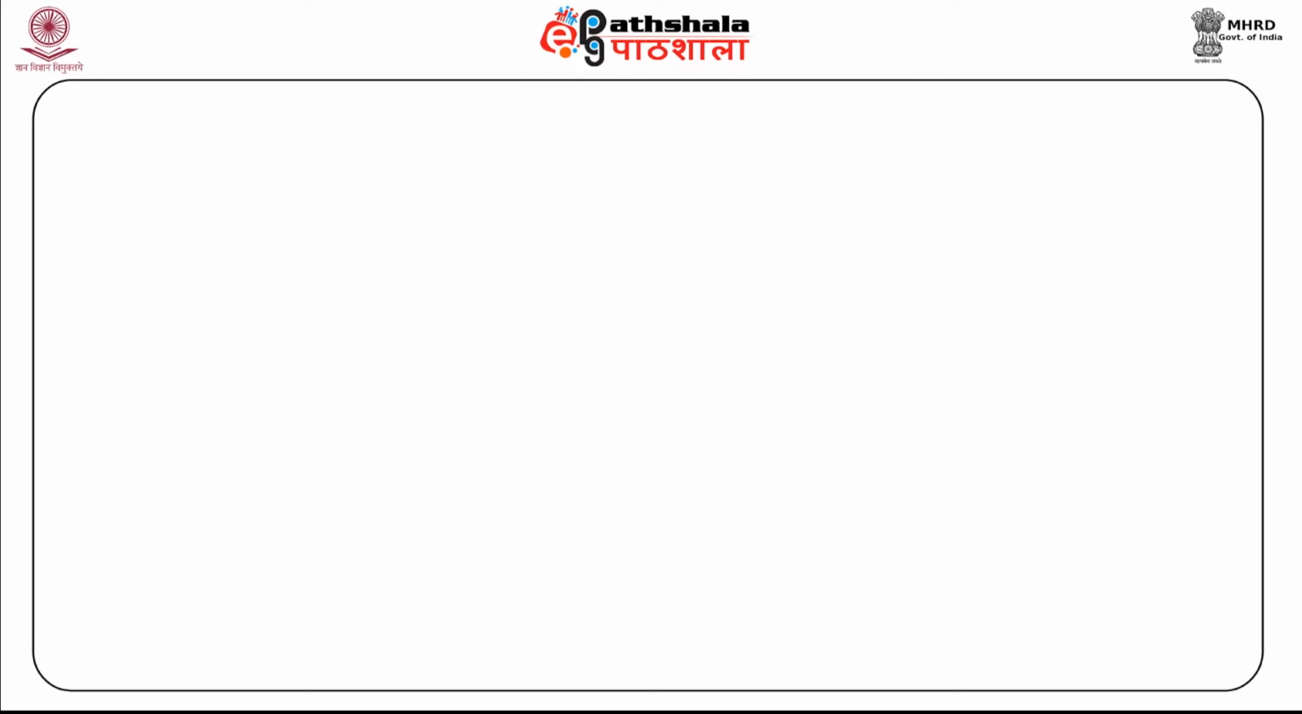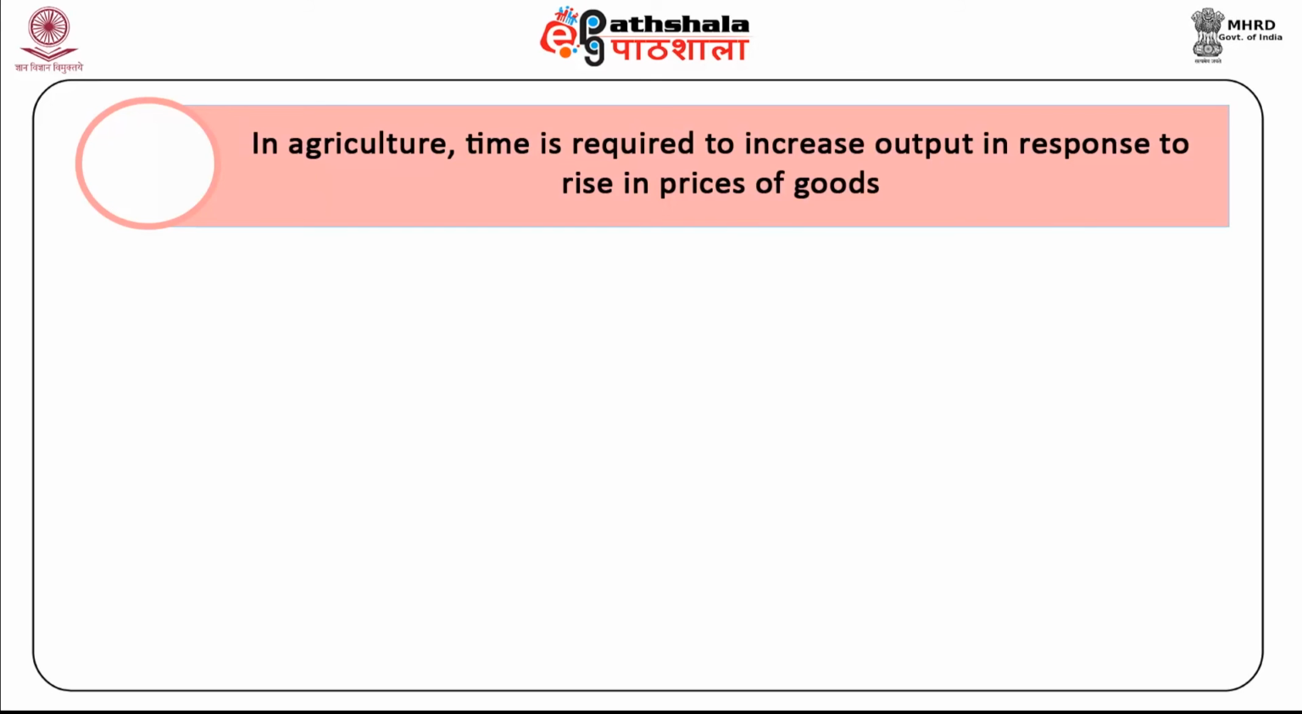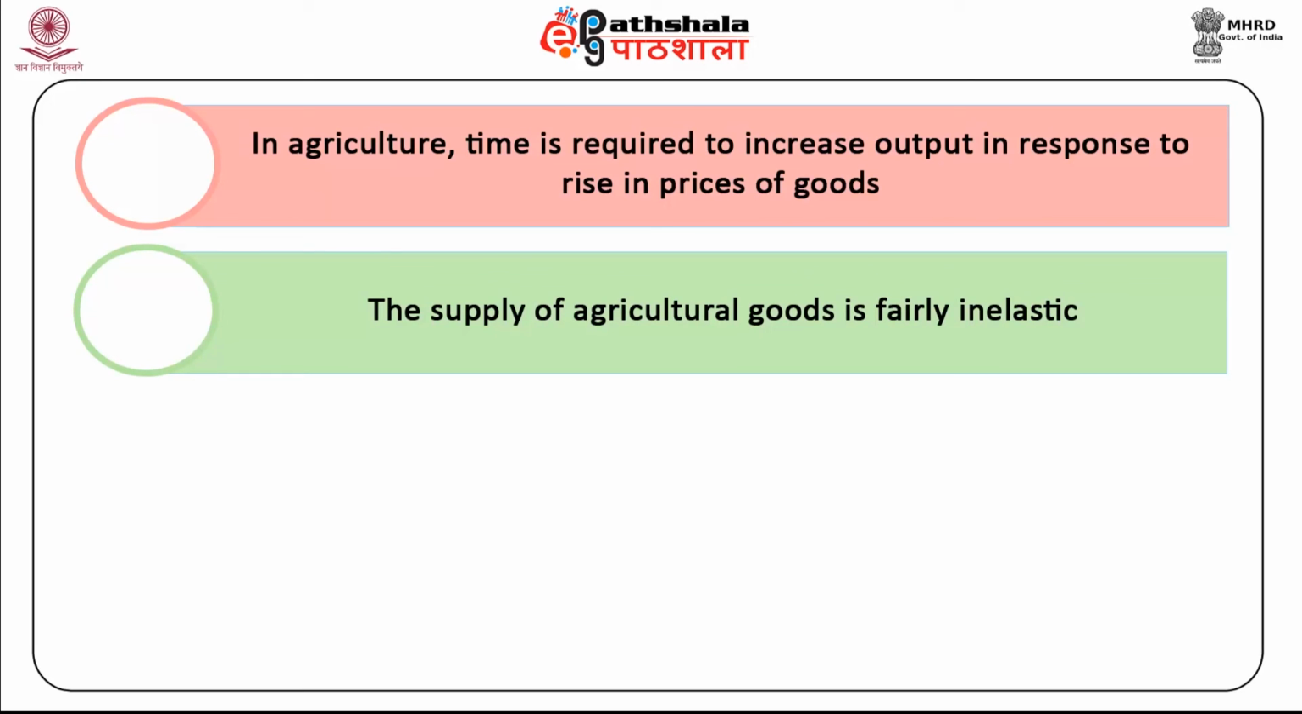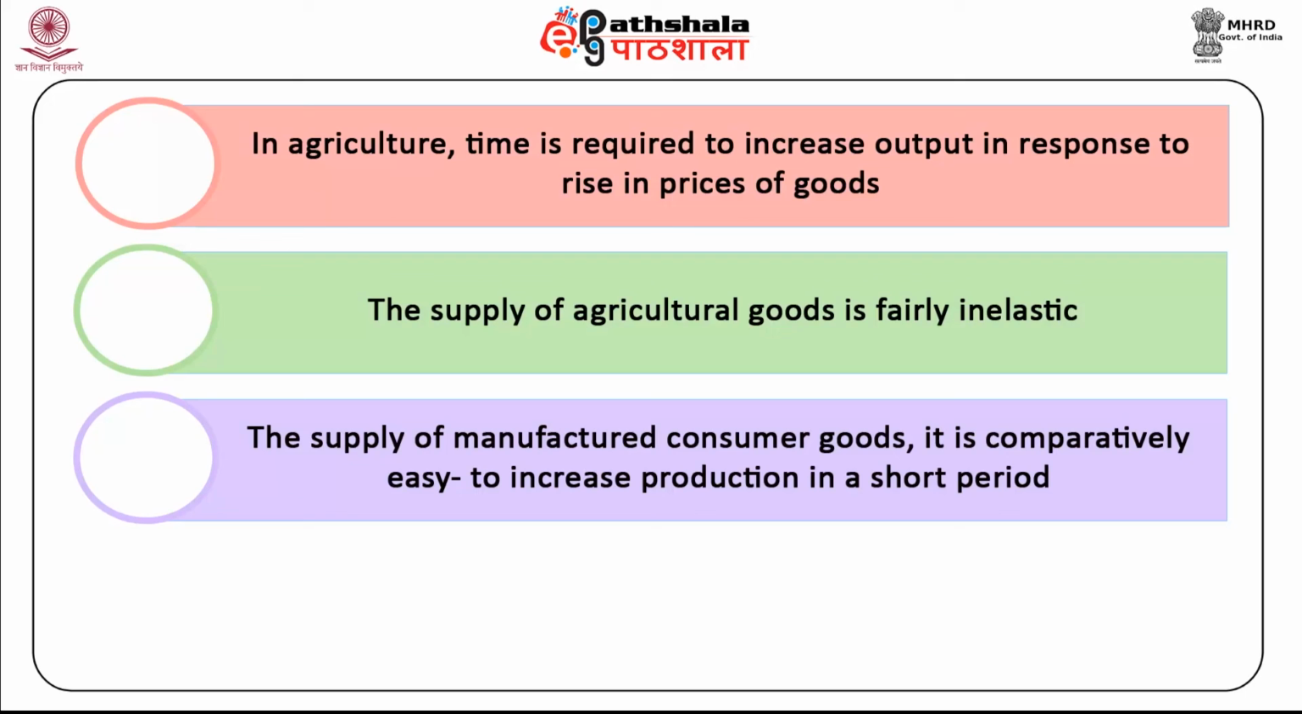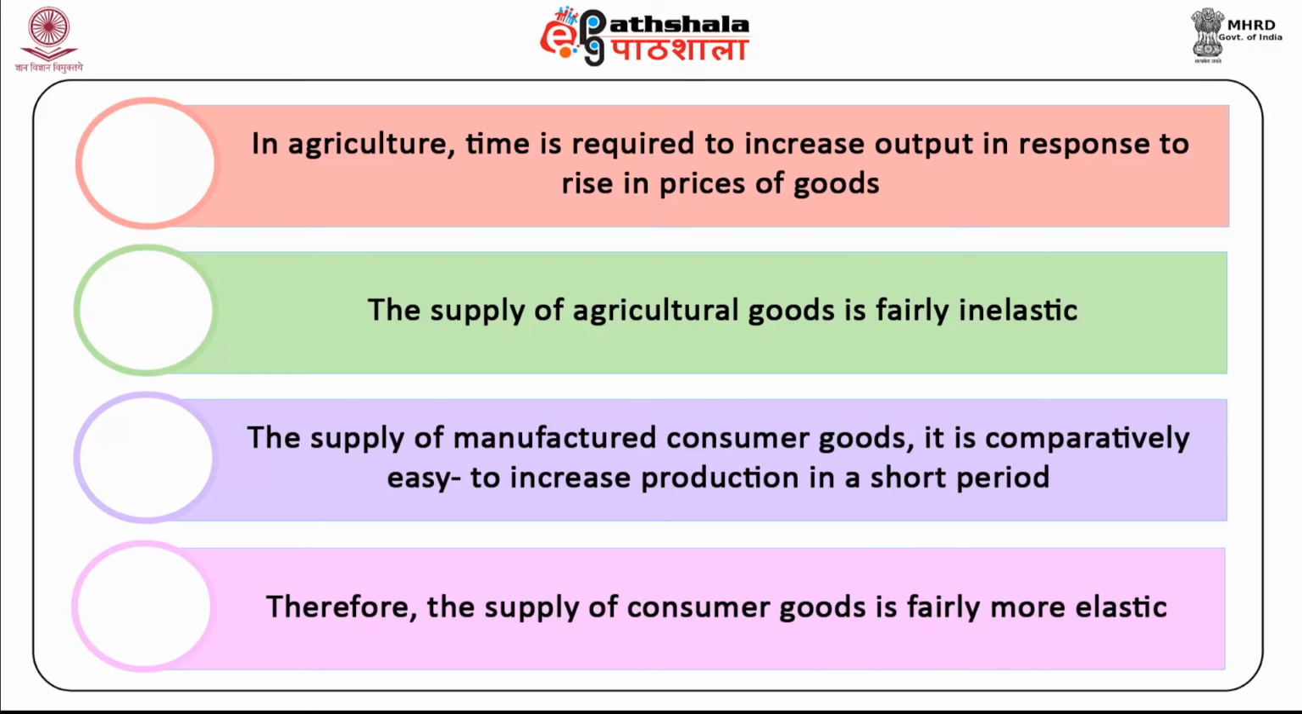Agricultural or industrial products. In agriculture, time is required to increase the output in response to a rise in prices of goods. The supply of agricultural goods is fairly inelastic. As regards the supply of manufactured consumer goods, it is comparatively easy to increase production in a short period. Therefore, the supply of consumer goods is fairly more elastic. In the case of supply of aeroplanes or any other heavy machinery, the supply is relatively inelastic as it takes time to manufacture heavy machinery.